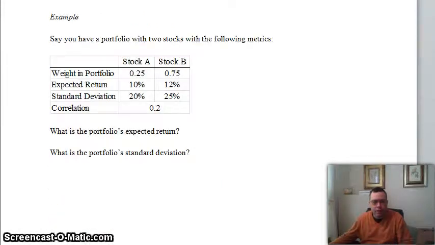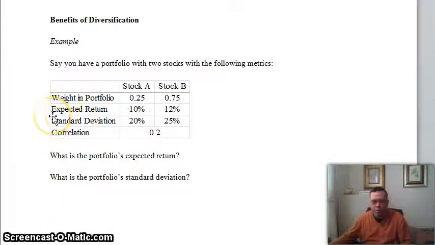Let me scroll down. We're going to do a little example here to show a more realistic scenario. In this example, we have a portfolio with two stocks, stock A and stock B, and I've given you some metrics of risk and return for the two stocks. First off, I give you the weight. In this case, we're not 50-50. We have 25% of our portfolio in stock A and 75% in B. And you could extend this out to have many more than just two stocks. It's just a lot easier to do by hand when you only have two stocks. So just for the example, we're going to use two stocks.